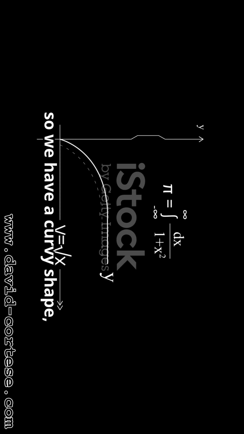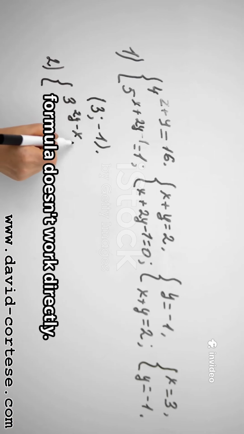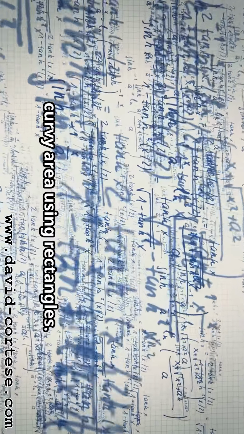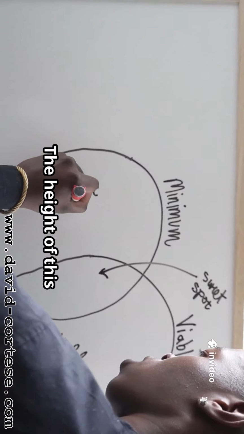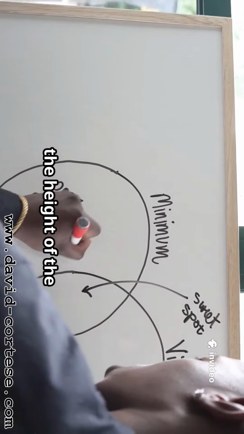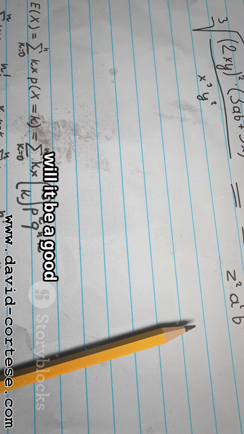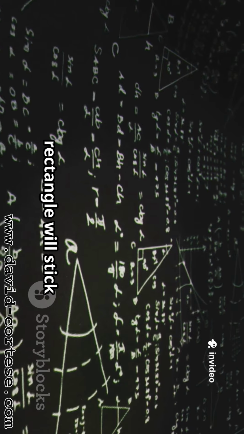Alright, so we have a curvy shape and we want to find its area. Our trusty length times width formula doesn't work directly. So, what can we do? We know how to find the area of a rectangle. So, let's try to approximate our curvy area using rectangles. Imagine our curve is drawn on a graph. We could draw one big wide rectangle under it. The height of this rectangle could be, say, the height of the curve at the midpoint. Now, if we calculate the area of this one rectangle, will it be a good approximation of the area under the curve? Probably not. Parts of the rectangle will stick out above the curve, other parts will leave gaps underneath.